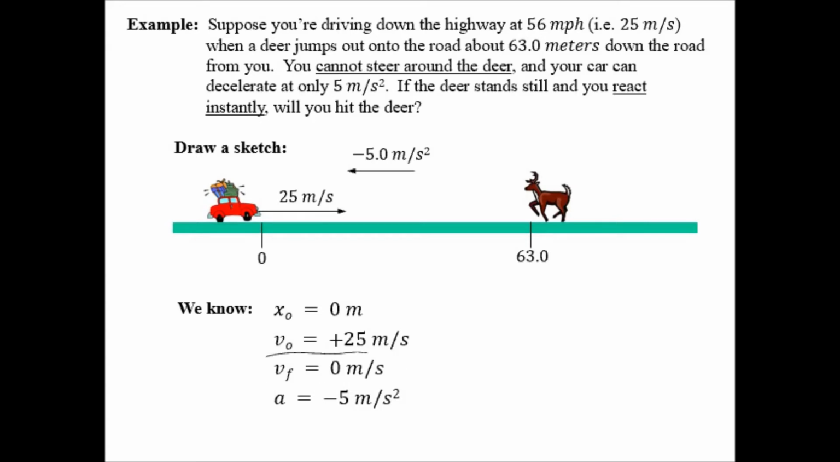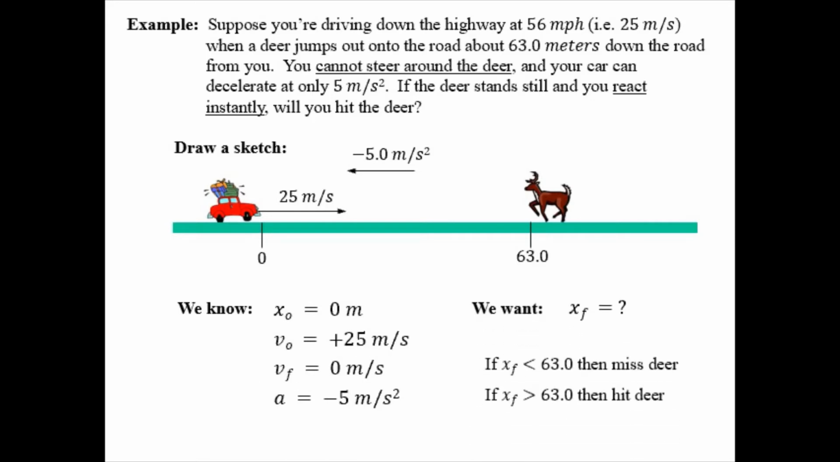So I'm going to set the final velocity equal to 0. And our unknown that we're going to solve for here is x final. If x final ends up being less than 63, we miss the deer. If x final is greater than 63, then we hit the deer. It's about that simple.